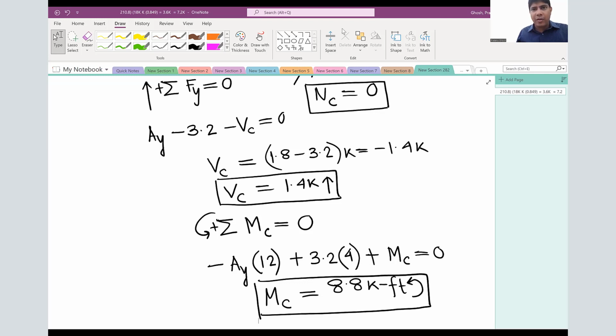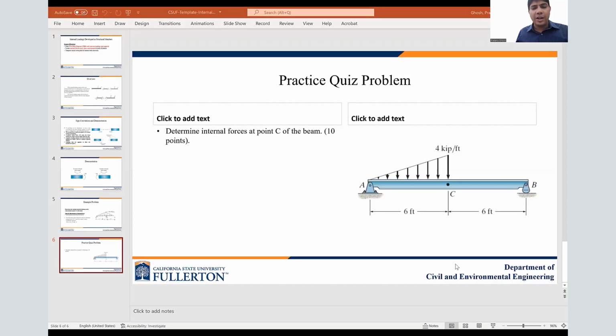For your homework, determine the internal forces at point C of the beam, which is basically a simply supported beam with 4 kip per feet triangular loading from point A to point C. So that ends the lesson for internal forces. Hope you have enjoyed it.